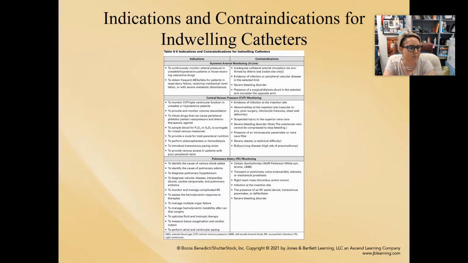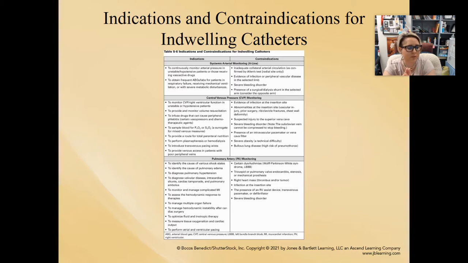So to monitor CVP, right ventricular function in unstable hypotensive patients, we want to do it because we want to provide and monitor volume resuscitation. We can infuse drugs that can cause peripheral phlebitis, certain vasopressors and chemotherapeutic agents. We can use it to sample blood for PbO2 and SpO2. So remember on your CVP, you can get your venous measurements, okay?